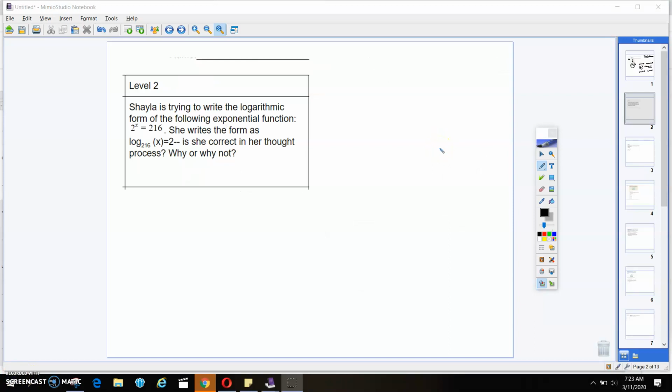Shayla is trying to write the logarithmic form of the following exponential function. So 2 to the x equals 216. She writes the form as log of base 216 of x equals 2. Is she correct in her thought process? Why or why not? Okay?